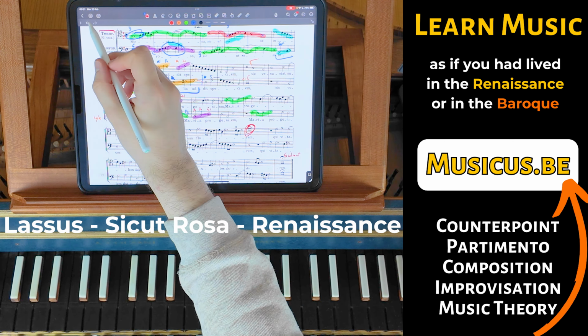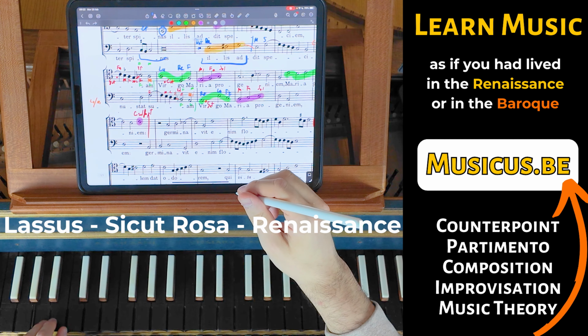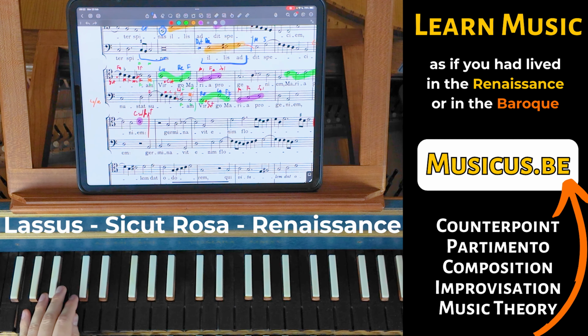Only after the cadence to C. So, cadence to C, re mi fa ut, evaded cadence. Now new imitation. Re mi fa ut re mi fa. Here re mi fa ut re mi fa.